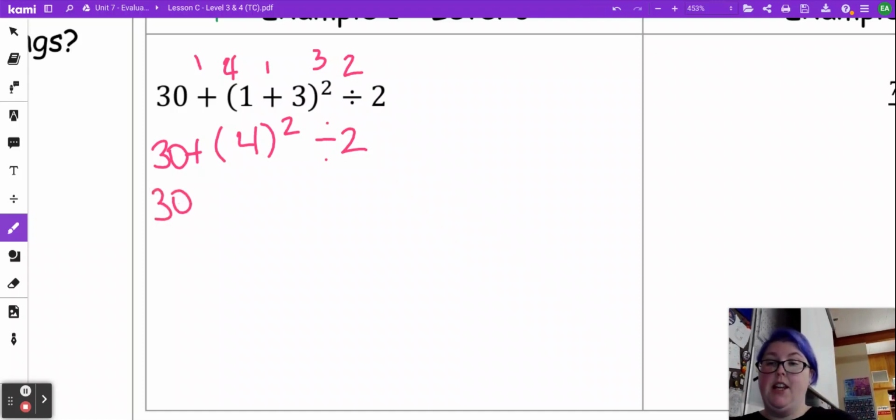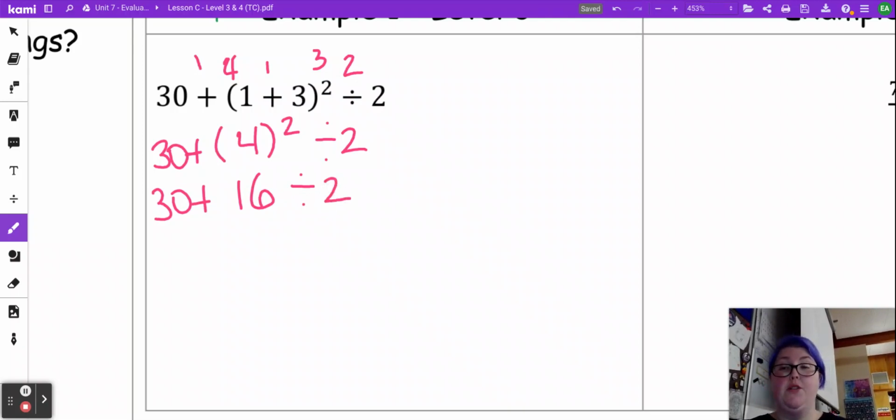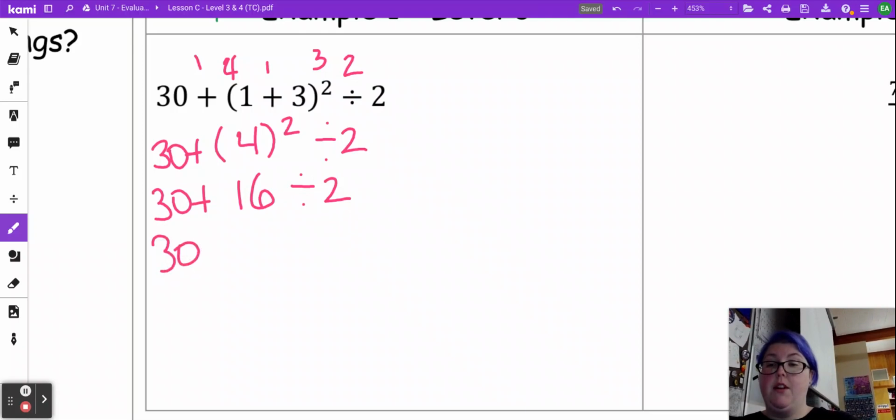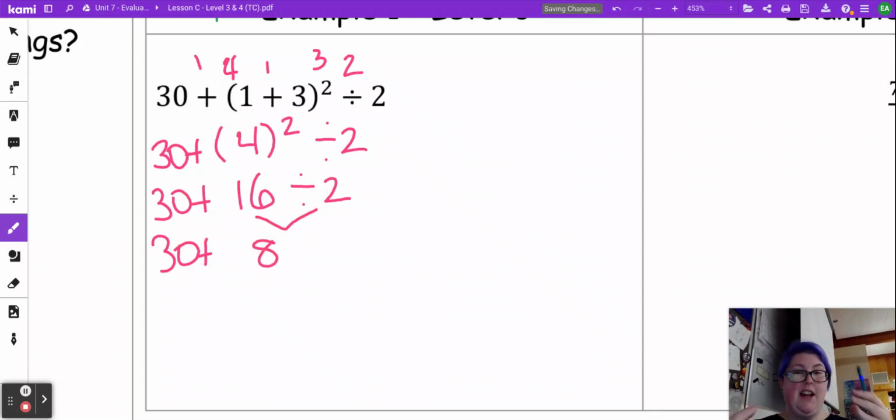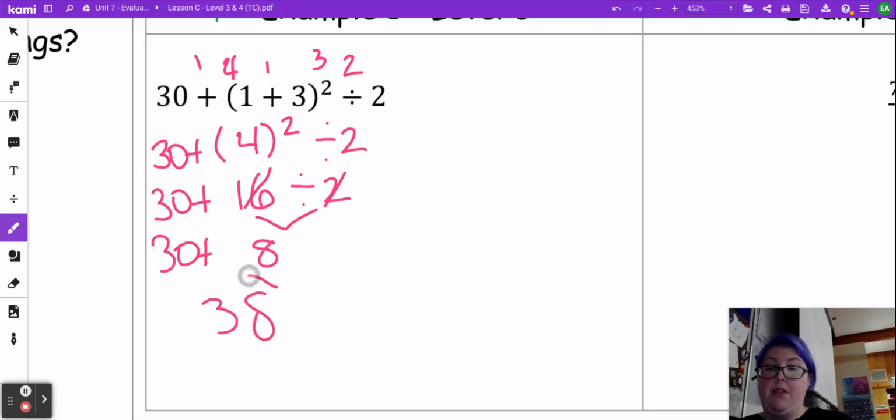So then the next thing is to take care of our level 3, the 4 squared, which would be 16, still divided by 2. Now all we have left are levels 1 and 2. So we are going to copy 30 plus. 16 divided by 2 is 8. I like those little arrows just because it helps my brain figure out what numbers. I also suggest you cross off the numbers that you've already used, that way you don't accidentally bring down a number that you've already simplified. And so then 30 plus 8, we are left with 38.